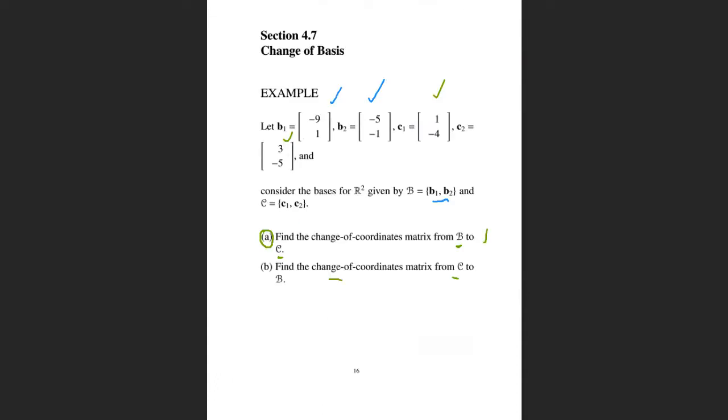Well, let's go back to the problem here. So now we've done part A. And now we have to do part B. Now we want to find the change of coordinates matrix from basis C to basis B. So if we had a vector with coordinates relative to basis C, what coordinates would that vector have relative to basis B?